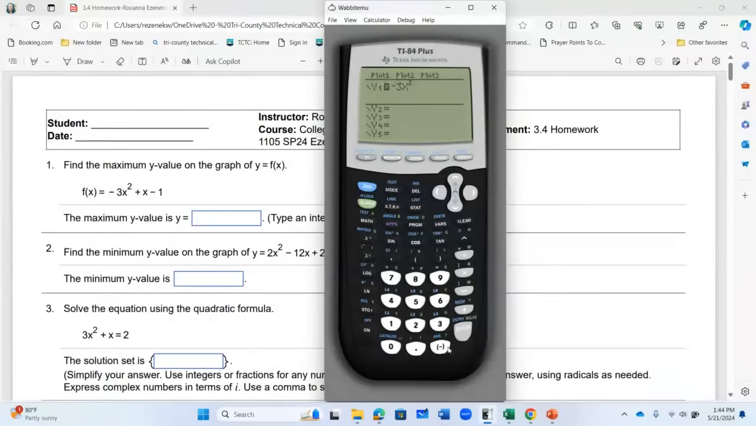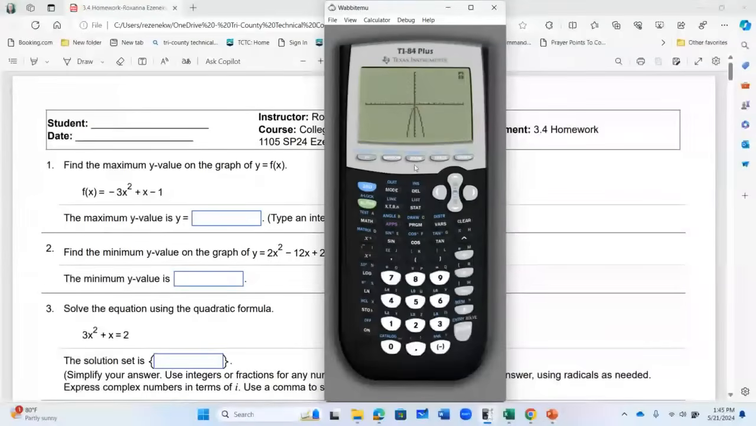Okay. And then plus x minus 1. I'm told to find the maximum point. They did not tell me to use any method. So that's important, which means I can use any method I like. So I'm going to graph the function. And I already know it's a maximum. I will ask my calculator to give me the maximum point.